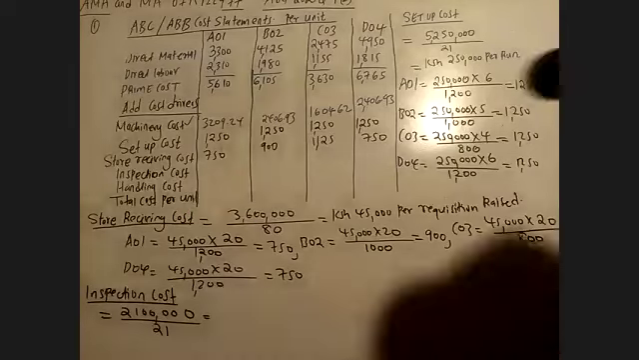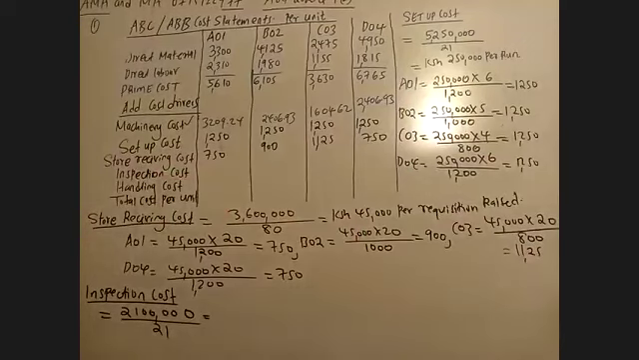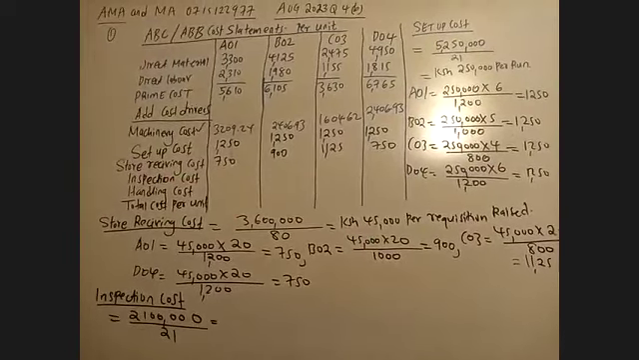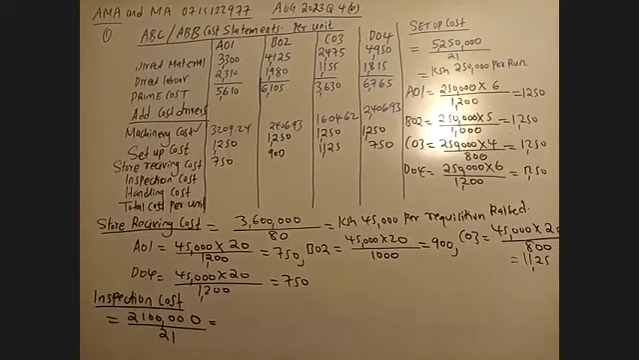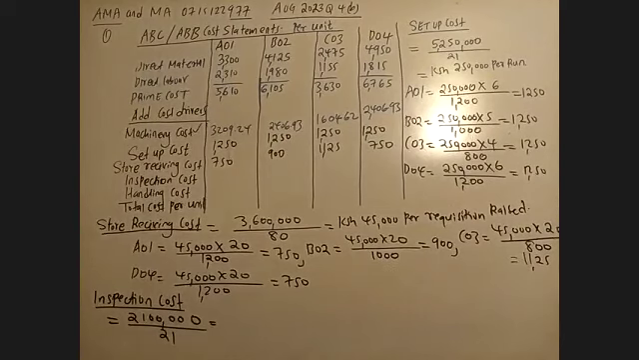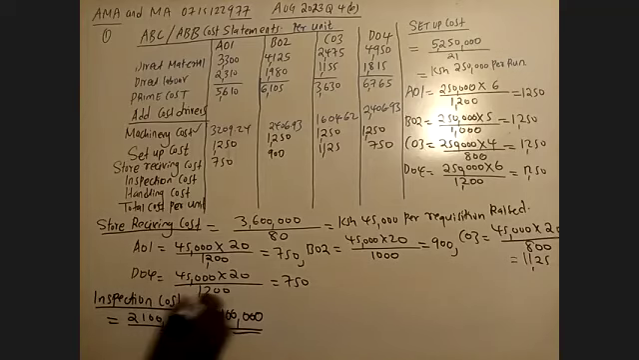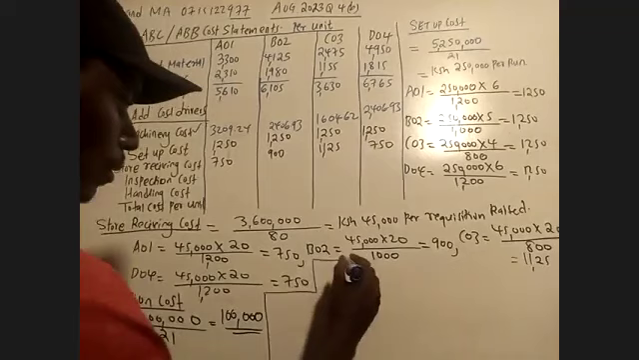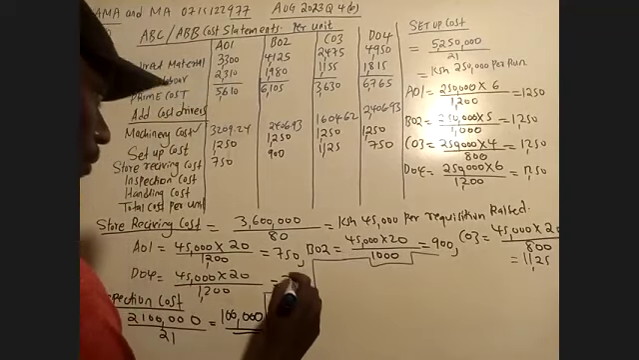So number of inspections in a production run. So 2,100,000 divided by 21, which is 100,000. Let us try and calculate for A01. 500.